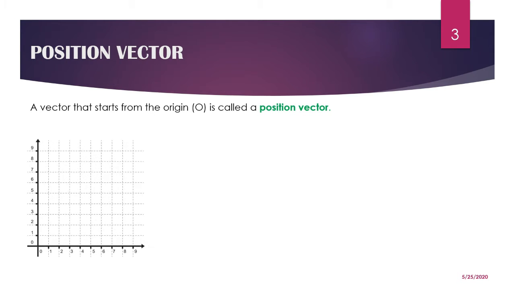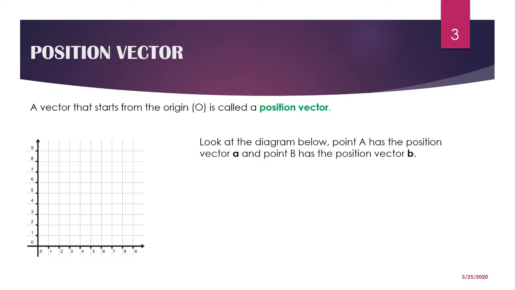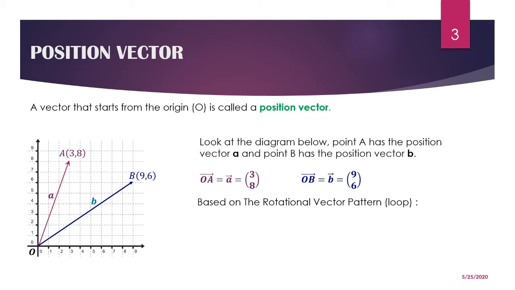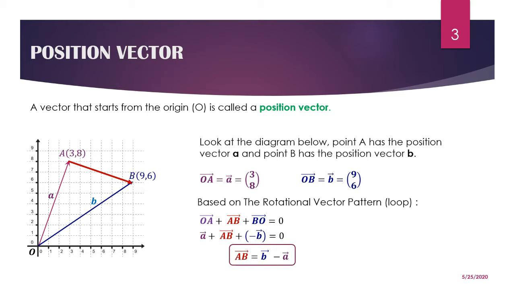What is a position vector? A vector that starts from the origin O is called a position vector. Look at the xy axis. Point A has the position vector a and point B has the position vector b. The coordinate of A is 3, 8. So vector OA is a equal 3, 8, and the blue line is vector OB or position vector b. The vector is 9, 6. Based on the rotational vector pattern loop, OA plus AB plus BO equals 0. Remember, vector BO equals minus vector OB. So AB equals b minus a.